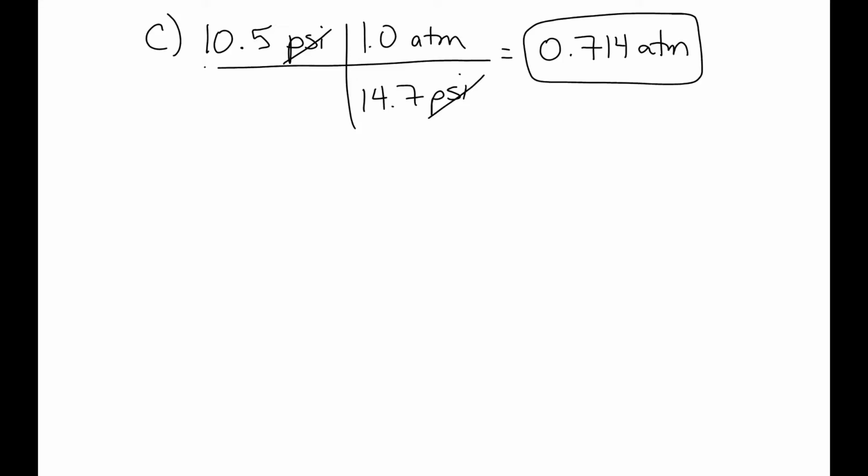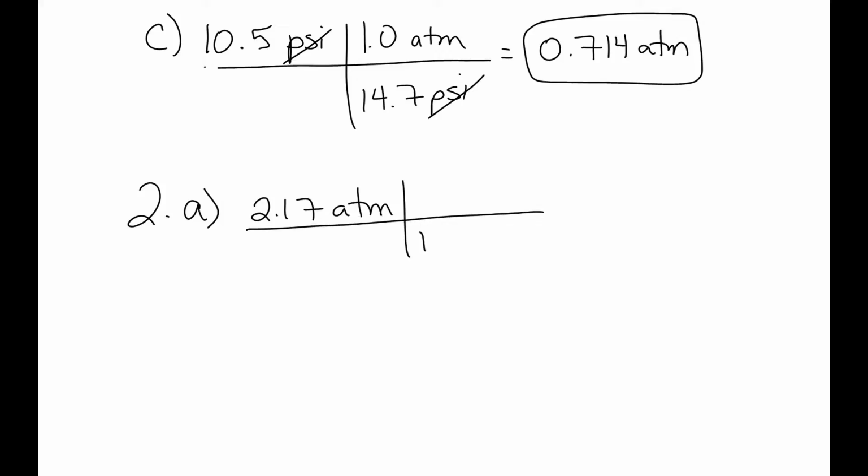Okay, now number 2, it says convert the following to kilopascals. So we're going to convert from whatever it gives you to kPa. So the first one is 2.17 atmospheres. We're going to put 1.0 atmospheres here, and we're going to put 101.3 kPa here. Well, this is 2.17 times 101.3, and that gives us 220 kPa.